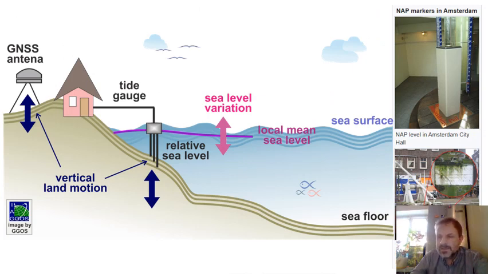In the picture, you can see how this equipment is working. You can see a global navigation satellite system antenna. Vertical land motion can be measured by this equipment. A tide gauge can measure local mean sea level, and this is the zero point level in Amsterdam City Hall.